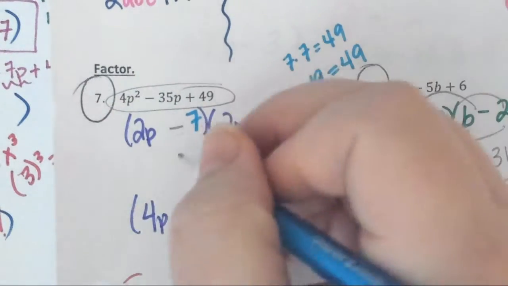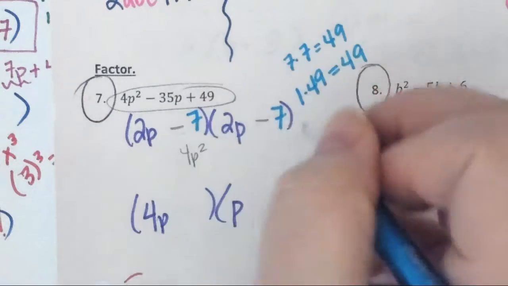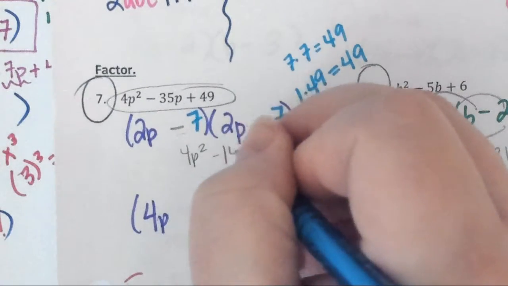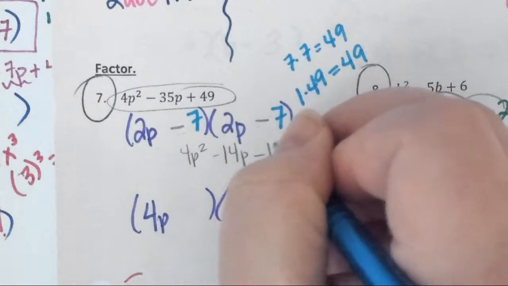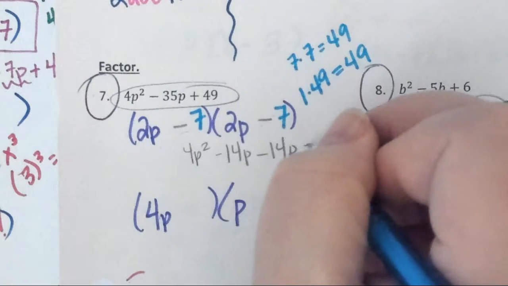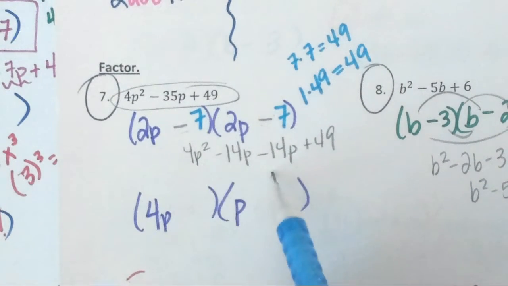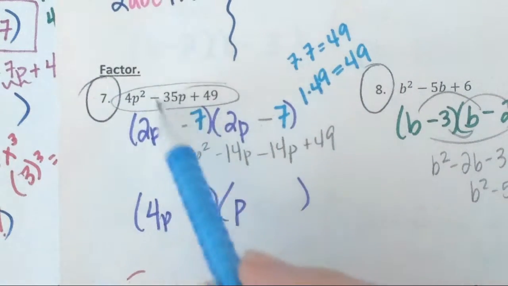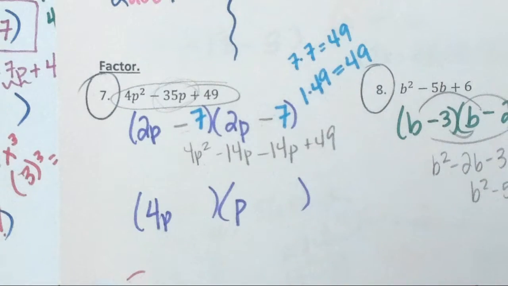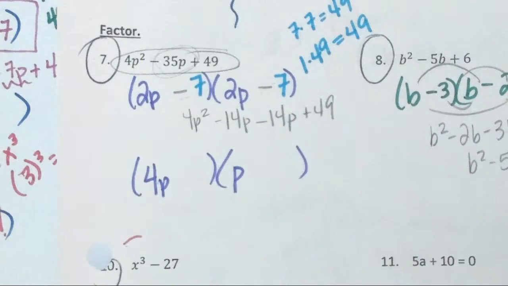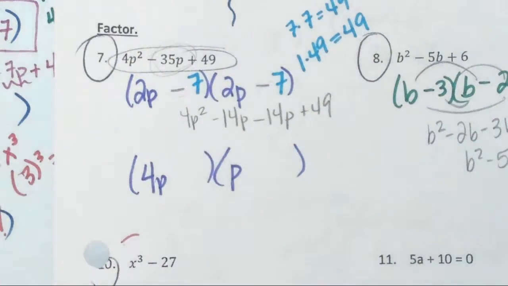Okay, so if we FOIL this out, 4p squared minus 14p minus 14p plus 49. And suddenly we're sad because our guess is incorrect, because this would be 4p squared minus 28p plus 49. We don't want a 28, we want a 35. So that's okay, we guessed incorrectly, no big deal, just need to make a different guess.